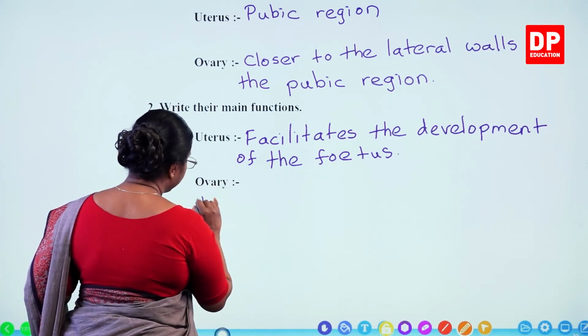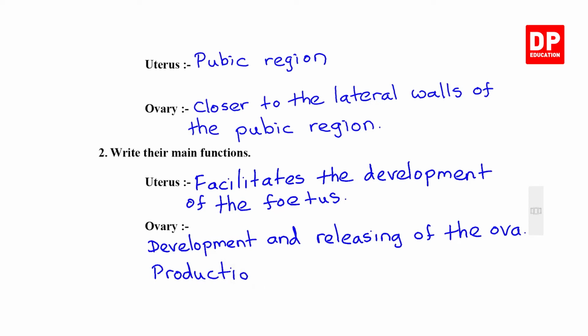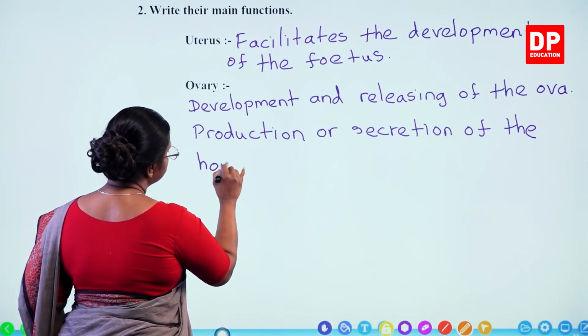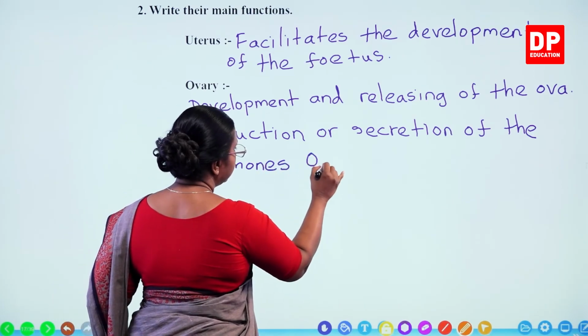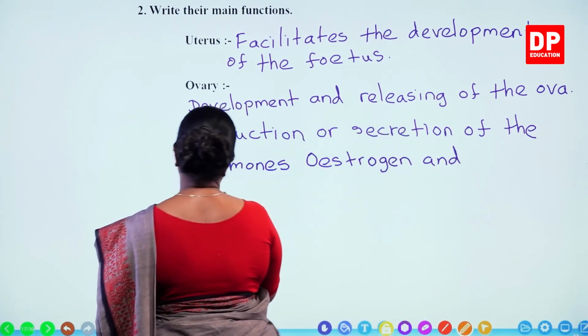So here we can say development and releasing of the ova, because there are the ovaries, and production, or you can say secretion of the hormones estrogen and progesterone.